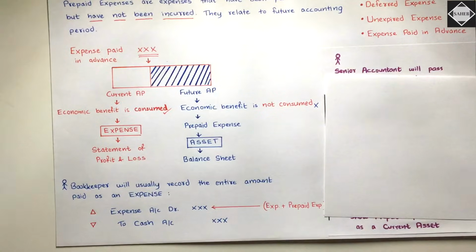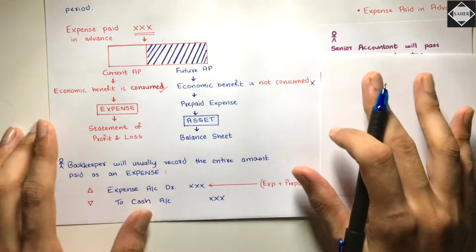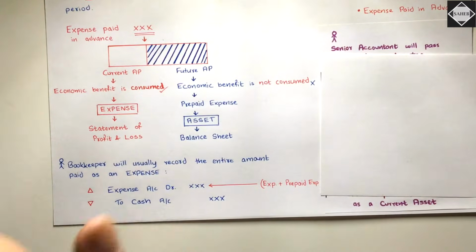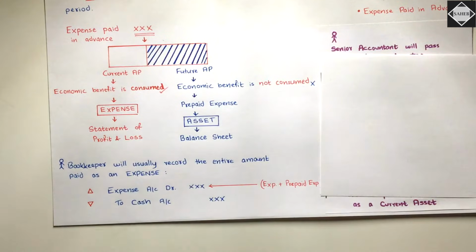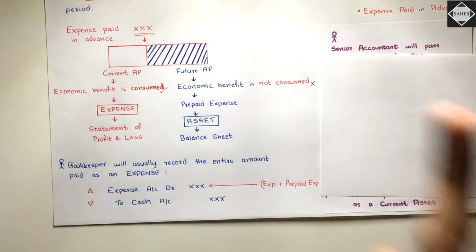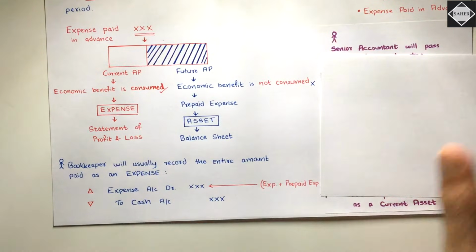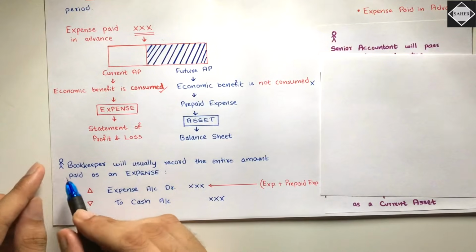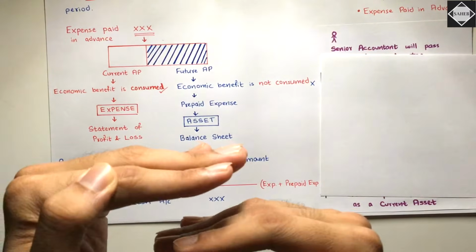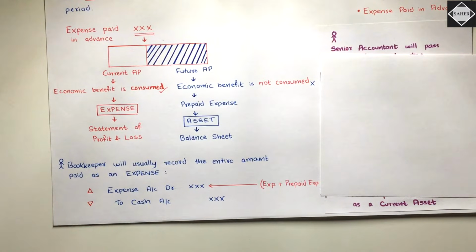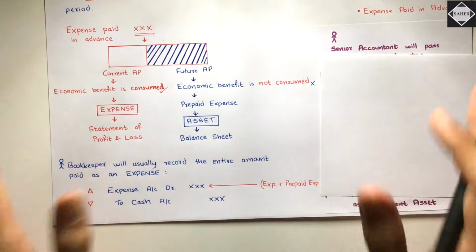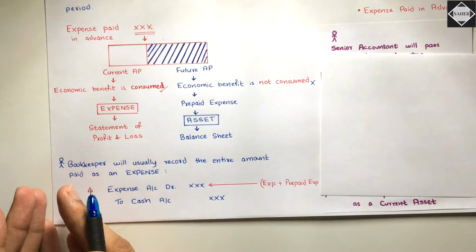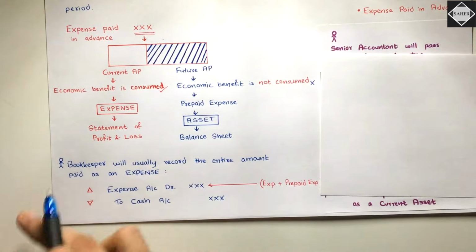The correct entry should have been: expense account, 1 month rent; prepaid expense account debit, 2 months rent; and then to cash account. Cash account will be 3 months rent because money has decreased by 3 months. There is no doubt in that. He was supposed to bifurcate that, but in the real world this doesn't happen. The bifurcation, the correct entry of accruals and prepayments and all, will not be done by normal bookkeepers. Okay, so this will be the position.